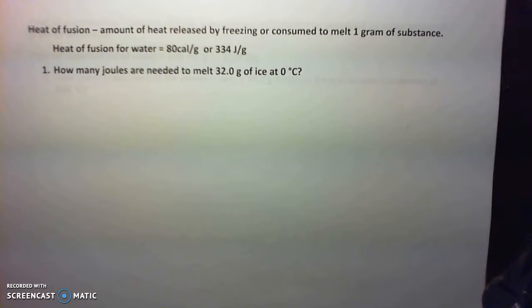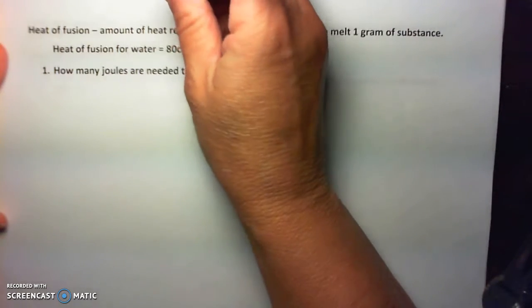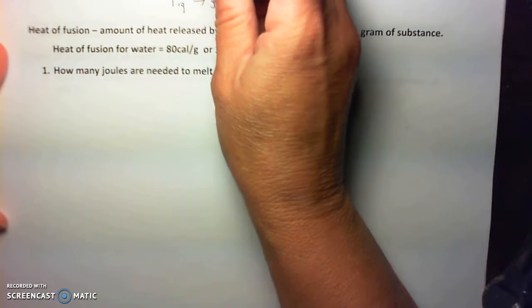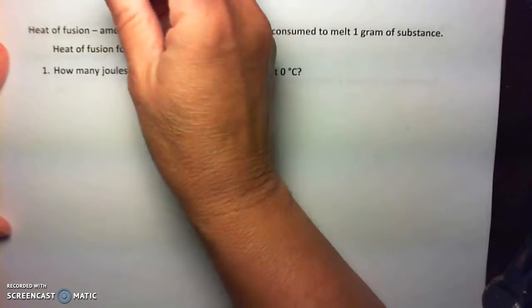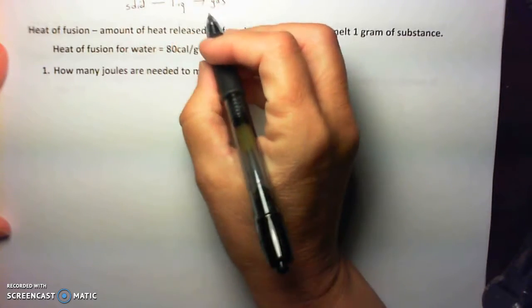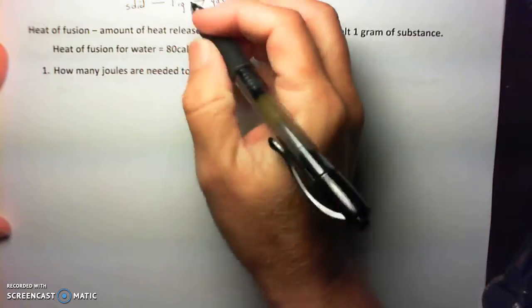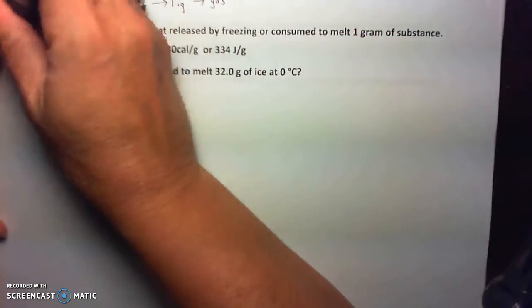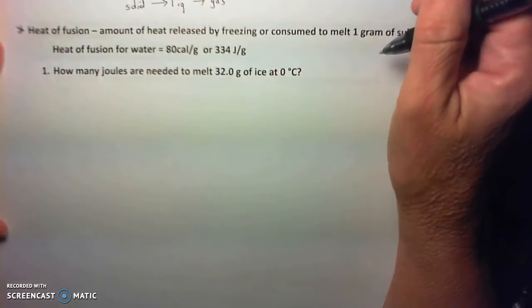So there are energy transformations with changes of state. Remember that a change of state is when something goes from a liquid to a gas or from a liquid to a solid. Solids, liquids, and gases are states, so when you change states, you're changing from one to the other. The first one we're going to talk about is the heat of fusion.